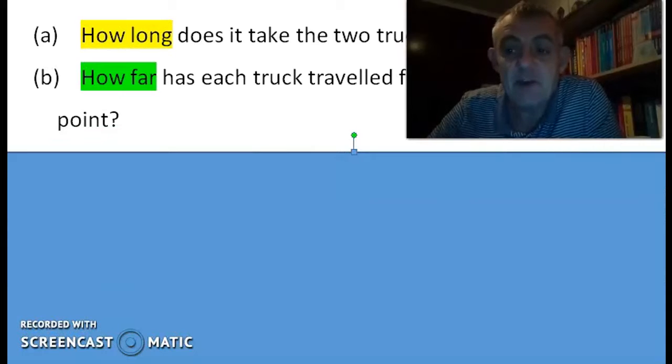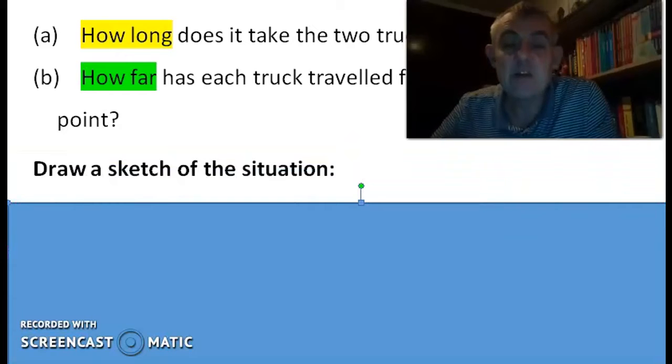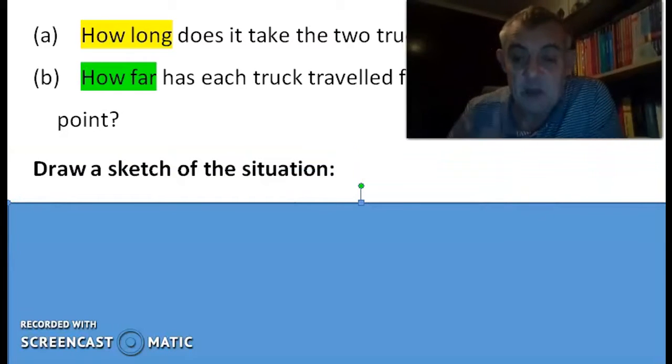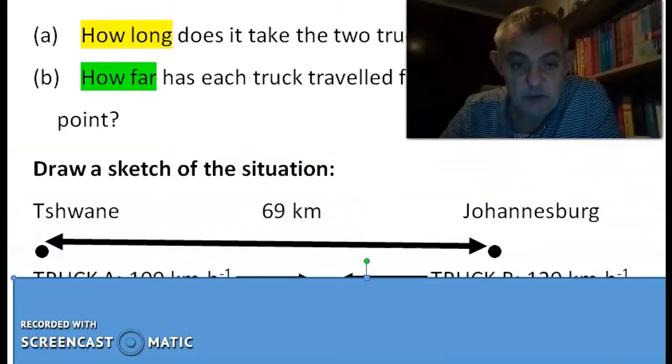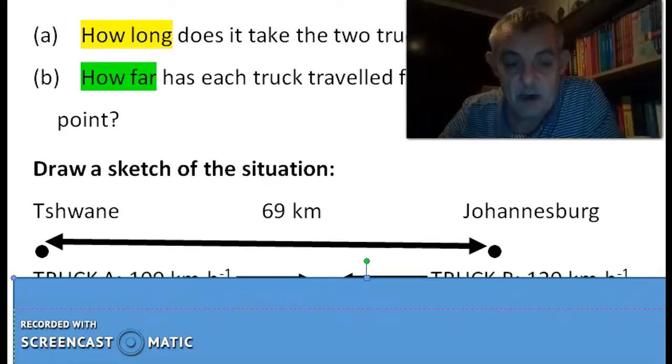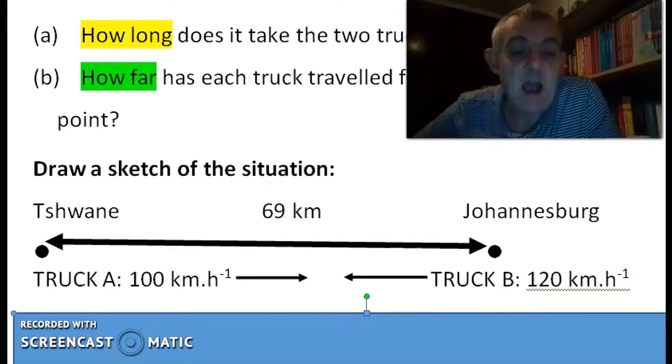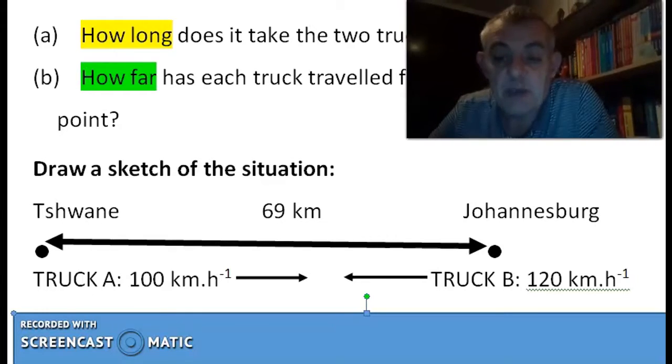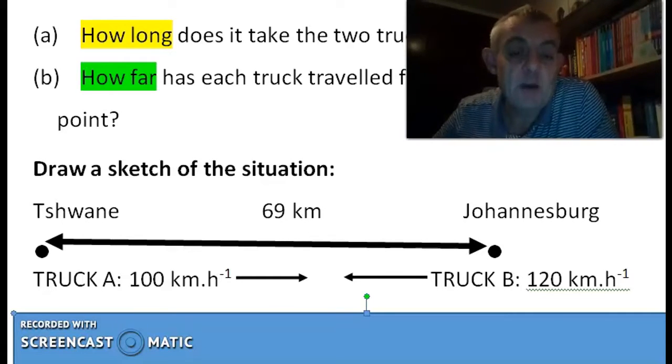When doing physics problems, I think it's always important to draw a sketch of the situation, so that you can picture the problem in your mind. So we have the two cities, Tshwane and Johannesburg. They are 69 kilometers apart, and truck A is traveling at 100 kilometers per hour toward truck B, or towards Johannesburg, and truck B is traveling at 120 kilometers per hour towards Tshwane, or truck A. So drawing the sketch gives you a picture of what is happening in your mind.